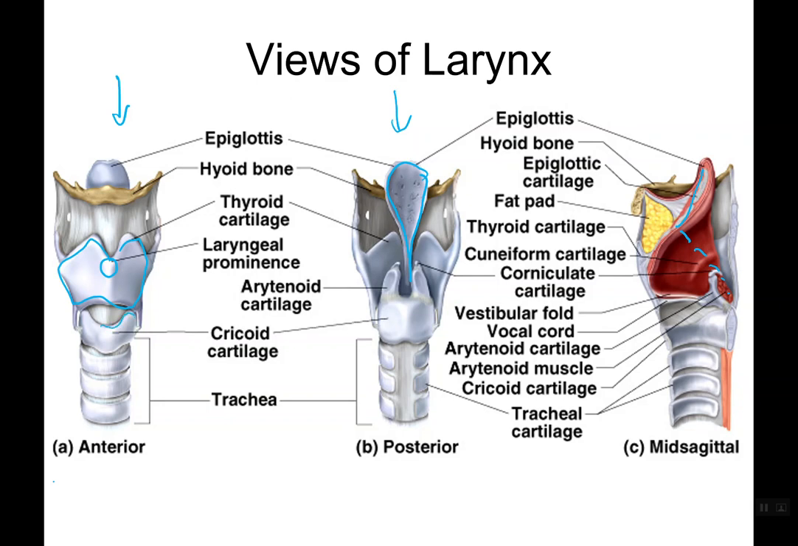Here's the cricoid cartilage. It's a ring-shaped piece of cartilage right before the trachea, which is everything down here. And here's the back of the whole shebang. So you can see the cricoid cartilage, and it connects to two pointy pieces called the arytenoid cartilages, and those are tipped with the corniculate cartilages. So you'll learn those in lab.